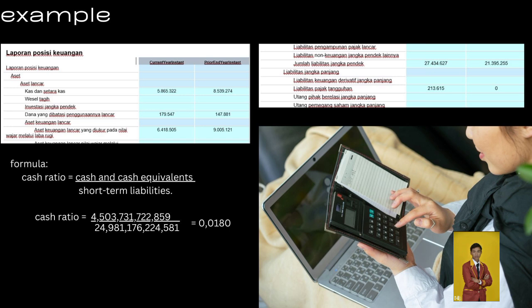With this result, PT Adikarya Persero Tbk is considered unsafe because its cash ratio is 0.02, especially if the problem is current assets which are easily liquidated, while the safe ratio is 1.